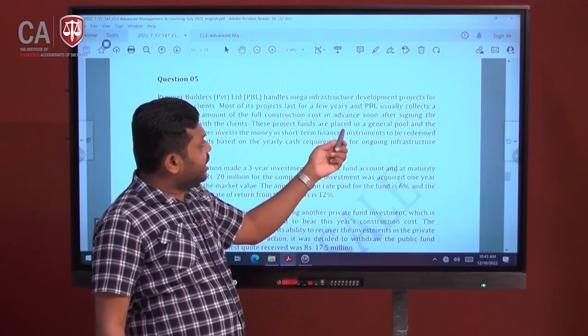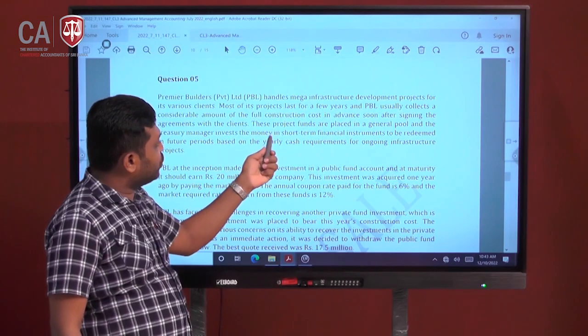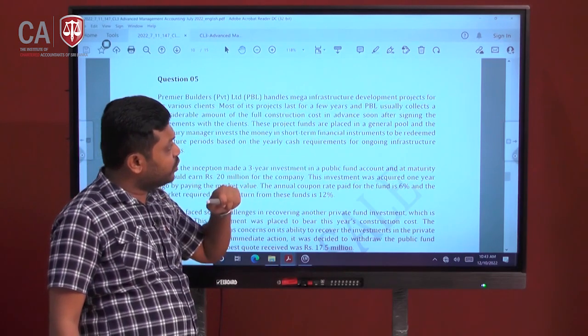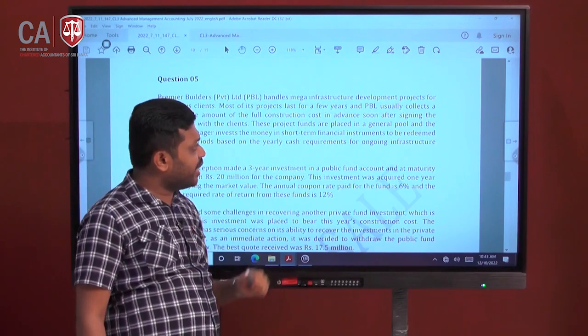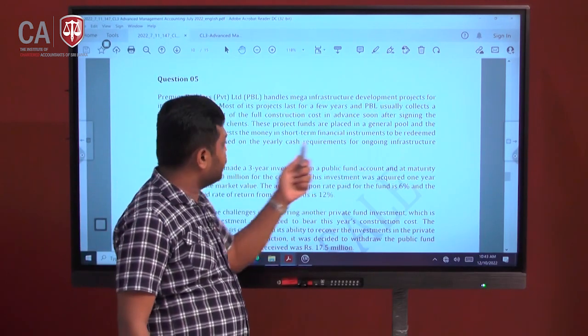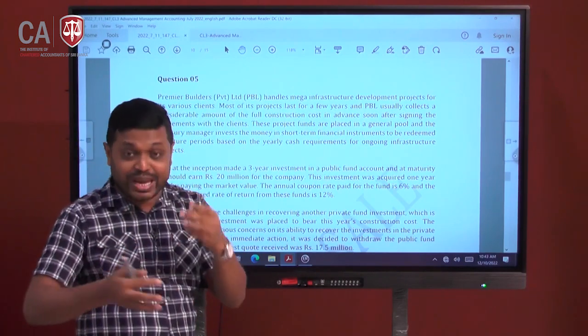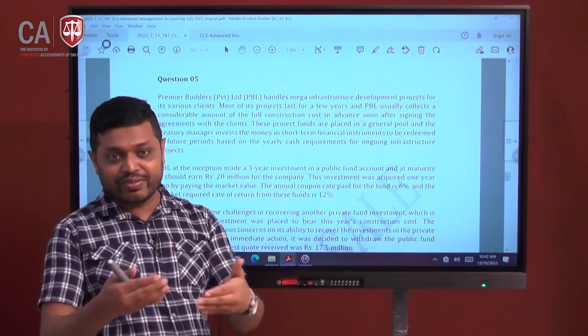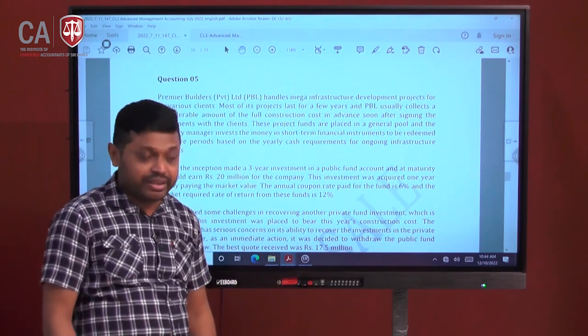These project funds are placed in a general pool, and the treasury manager invests the money in short-term financial instruments to be redeemed in future periods based on the yearly cash requirements for ongoing infrastructure projects. Right? They have invested in a fund, then you can earn additional return. When it is required, it will be liquidated and satisfy the funding requirement.